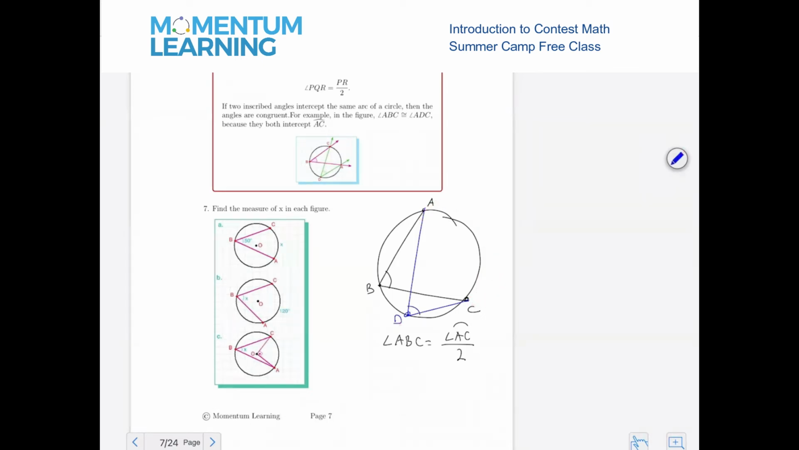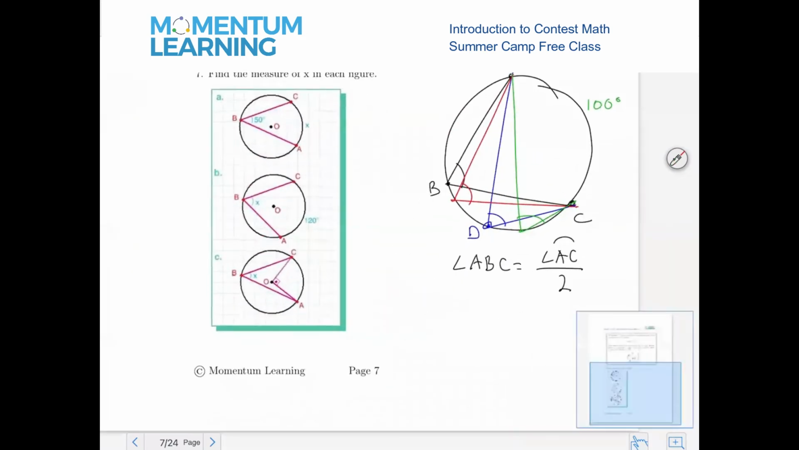So it doesn't matter how many I draw here. For example, this is also the same. We can draw another one, something like this. Here is also the same, right? Again, because they're all across from the same arc. So if arc AC is, let's say, 100 degrees, then all these are 50, 50, 50.